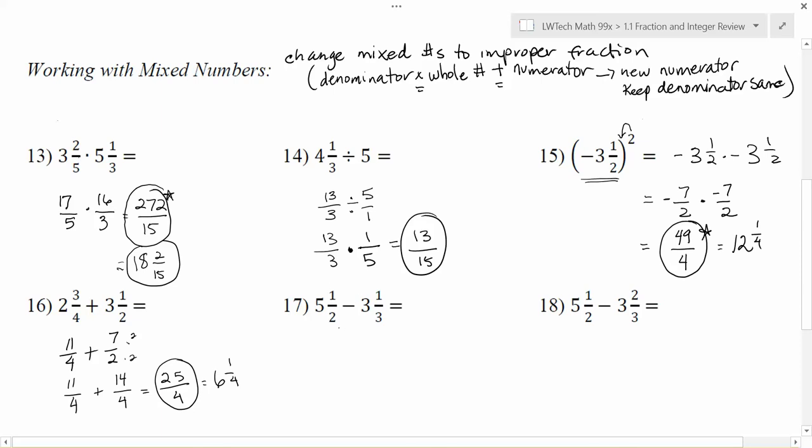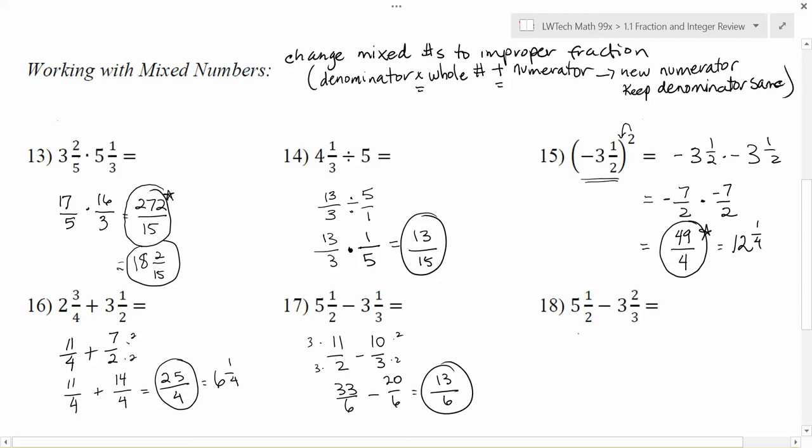Here we have 5.5 minus 3 and a third. This would give us 11 over 2 minus 3 times 3 is 9 plus 1 is 10 thirds. We do, in fact, need a common denominator in this particular problem. Between 2 and 3, we get 6 as a common denominator. Here we'd have to times the top and the bottom by 3. So that would give me 33 over 6, which is the same as 11 over 2. Here, to get 6 on the bottom, I'd have to times the top and the bottom by 2. So I'd end up with minus 20 over 6. Then you can subtract the tops. 33 minus 20 is 13. Keep the bottom the same. And there's my improper fraction.